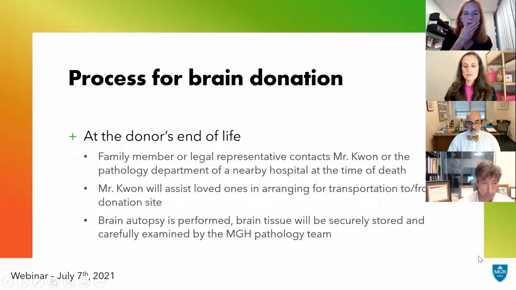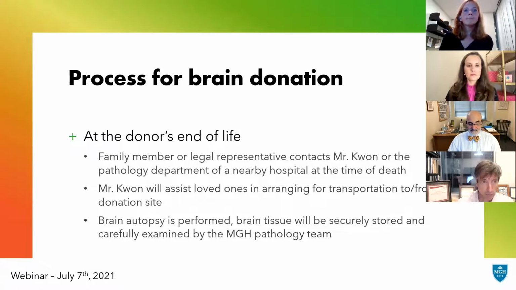So at the start of a donor's significant decline, we ask that a family member or a legal representative initiate contact with me and the pathology department at your nearest hospital to arrange plans. Please work with us to find a hospital or an academic medical center that can perform the autopsy and obtain proper consent if you're more than 200 miles away from Mass General Hospital. It's really important that the earlier this can be done, the better it is for the whole process. And I'll assist in arranging for transportation to and from the donation site where the autopsy can be performed.